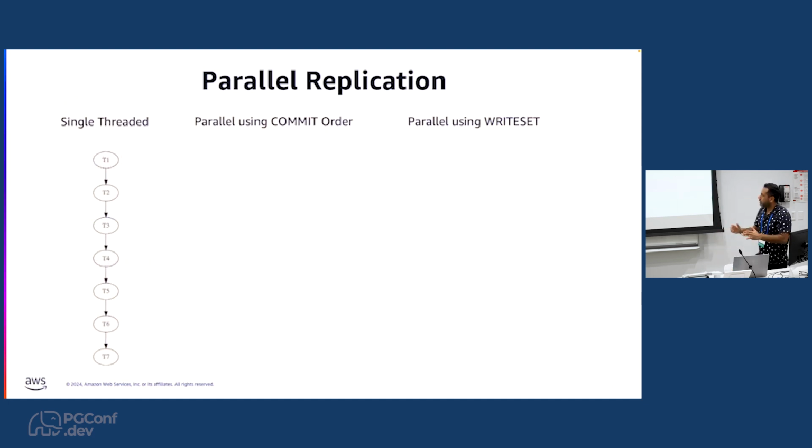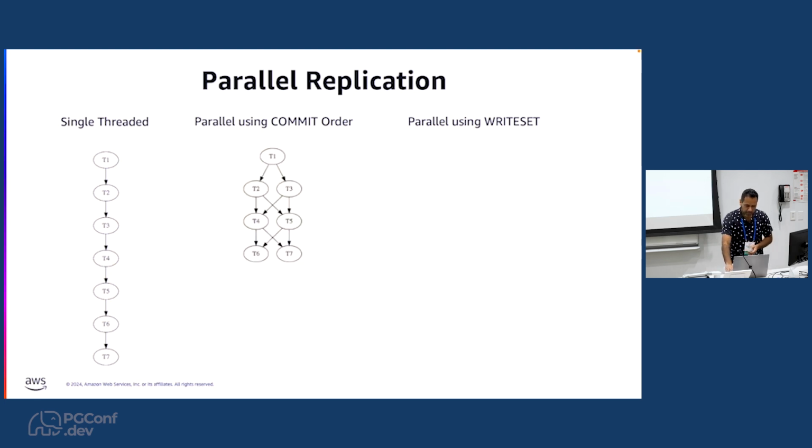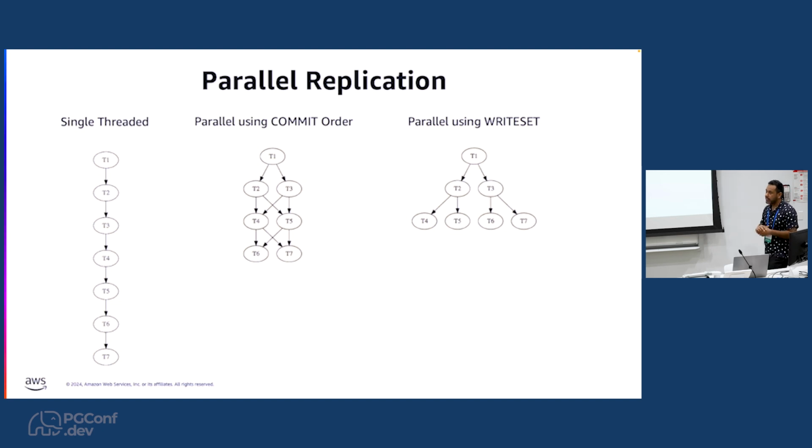Now, in total I ran 7 transactions. Before, MySQL only had a single threaded apply, so it would need to go through 7 steps or commits to apply those transactions. Using commit order, the same work can be done in 4 steps. So it was much faster. And using write set, the same work can be done in just 3 steps. So MySQL can apply a lot of transactions in parallel using these parallelization techniques.